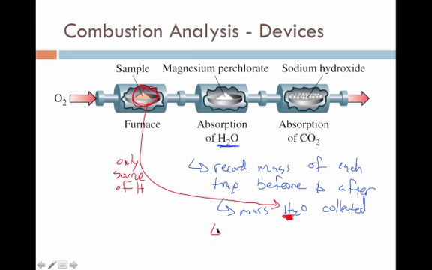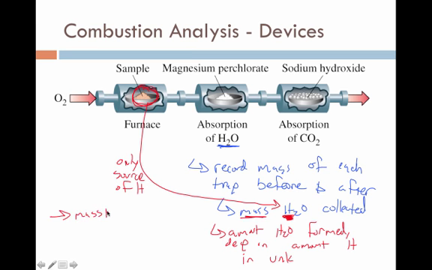Let's write that down. So the amount of H2O formed is dependent on the amount of hydrogen in our unknown. If there's more hydrogen in the unknown, we would expect to create more water. So we can calculate this mass of H2O collected, and then ultimately that mass of H2O relates back to the mass of hydrogen in your sample.